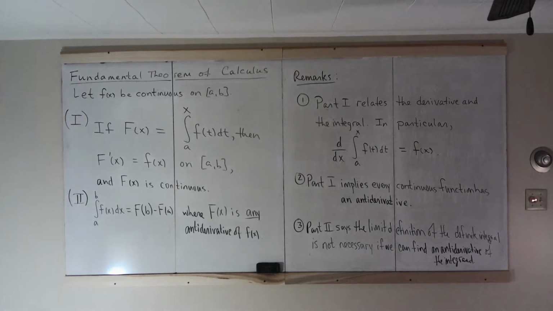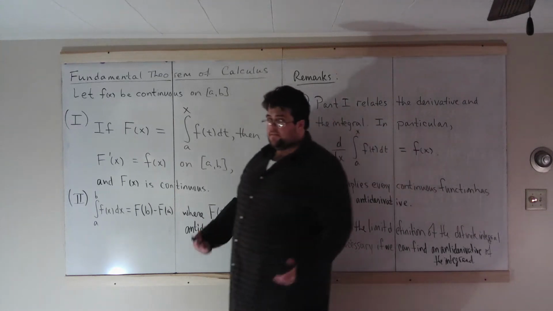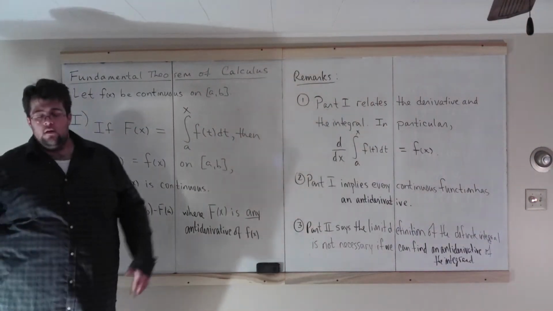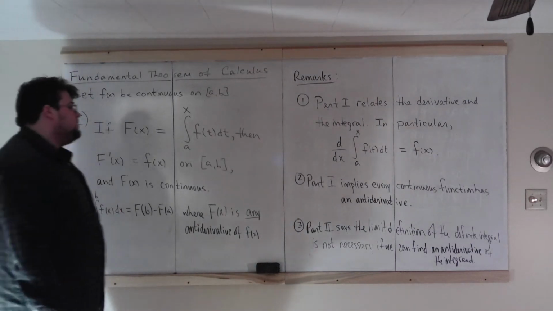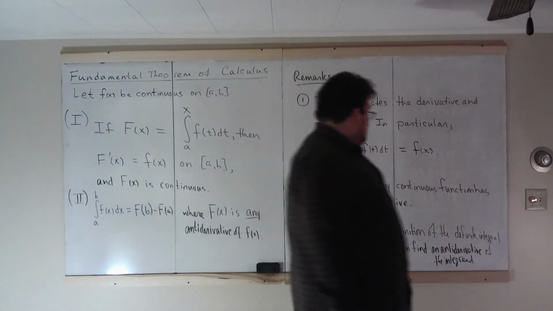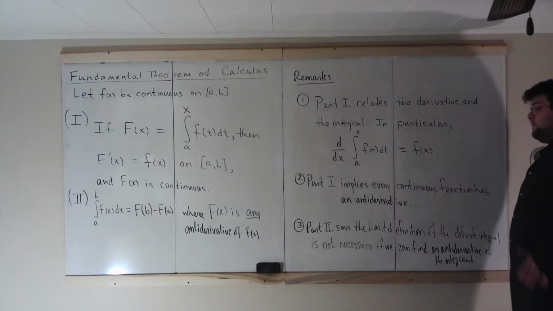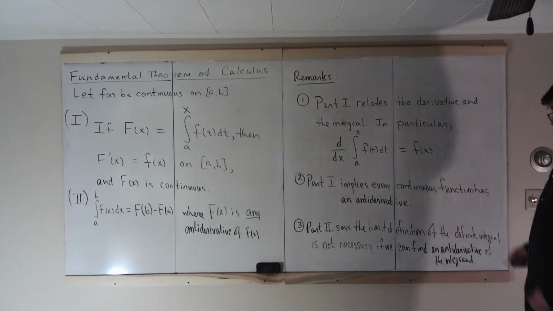Third remark, part 2, I alluded to this. Part 2 says, remember, the definite integral is defined as a limit. It's defined using the limit as n goes to infinity of the approximation using n rectangles. But part 2 says, if you can find an antiderivative of the integrand, then the limit definition is not necessary for computing a definite integral.